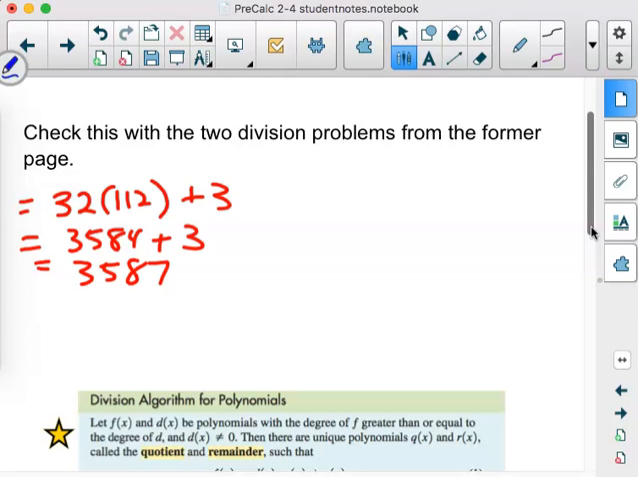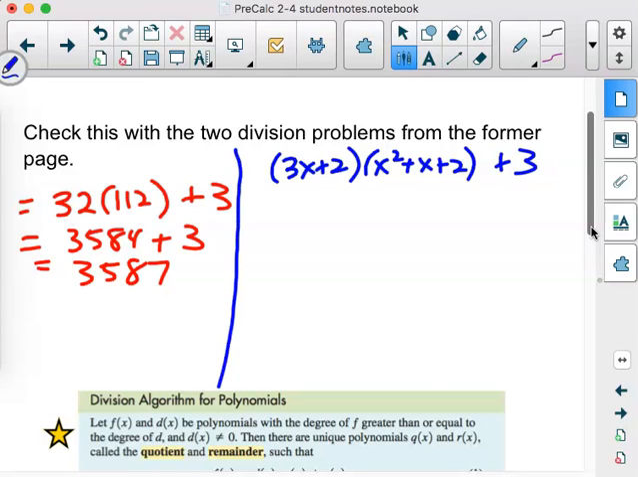So we had 3x plus 2. We divided that into 3x cubed plus 5x squared plus 8x plus 7, and our result was x squared plus x plus 2 with a remainder of 3. So we do the same thing.